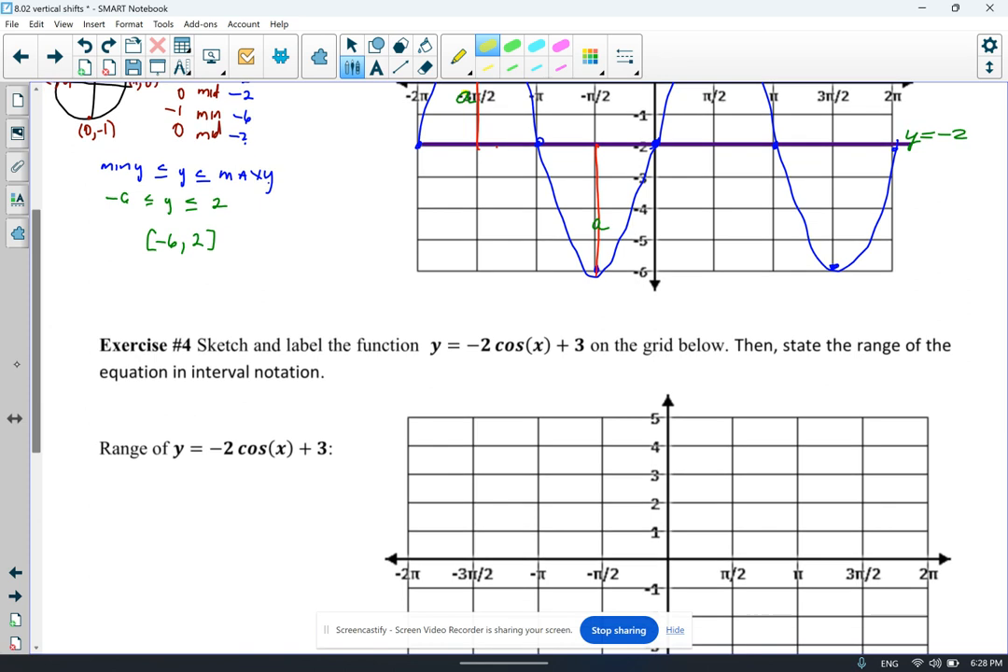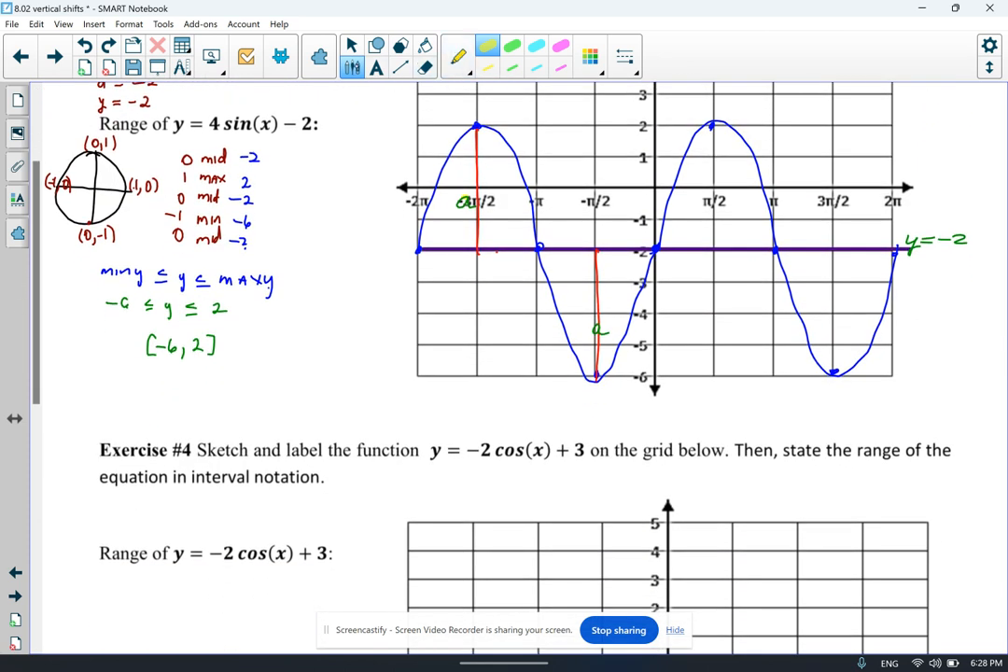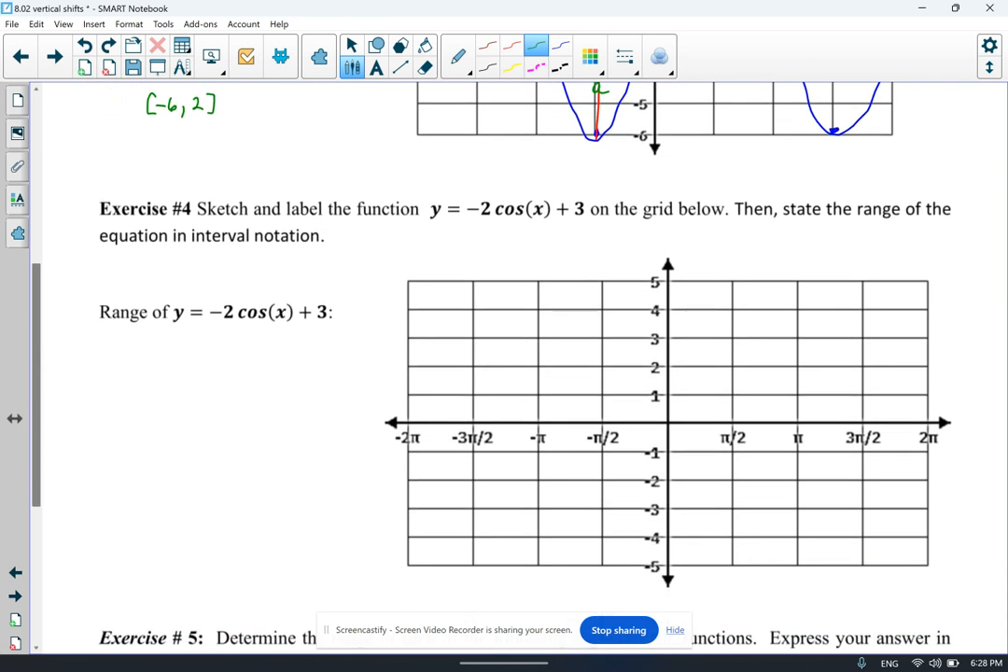Okay. Let's go on to the next function. The next function we're going to graph in this video is y equals -2 cosine x plus 3. And again, we're going to pull off the pertinent information. We're going to first pull up the amplitude, which is the absolute value of -2, and that's 2. So what does that -2 do? It reflects the curve over the x-axis.